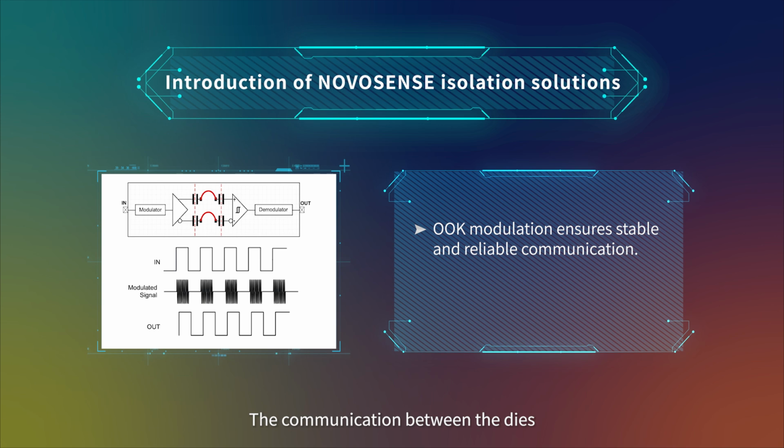The communication between the dies adopts the differential OOK modulation scheme, which ensures stable and reliable communication. The input signal is modulated at high frequency and then transmitted from the primary die to the high-voltage die through the isolation capacitor, with the modulation frequency at a level of over 100 MHz.